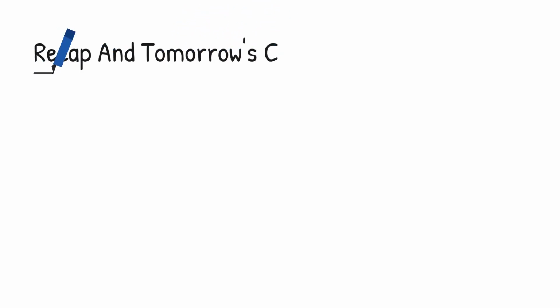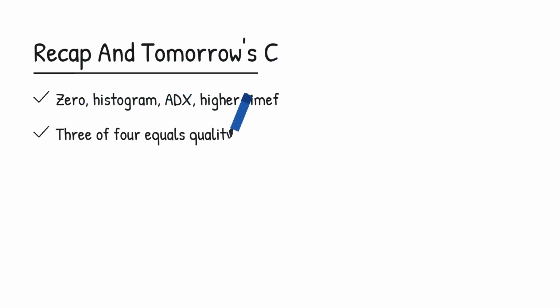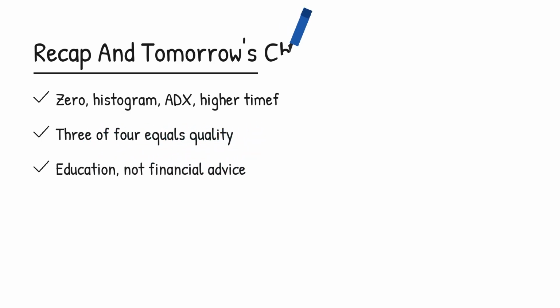Tomorrow, before you act on any MACD cross, run this checklist. Is the zero line confirming the direction? Is the histogram expanding or contracting? Is ADX showing a trend? Is the higher time frame aligned? If 3 of those say yes, you have a high-quality signal. If not, pass. MACD is a lagging tool, but stacked correctly, it remains one of the most robust momentum filters available. This is education, not financial advice. Trade your own plan and manage your risk.